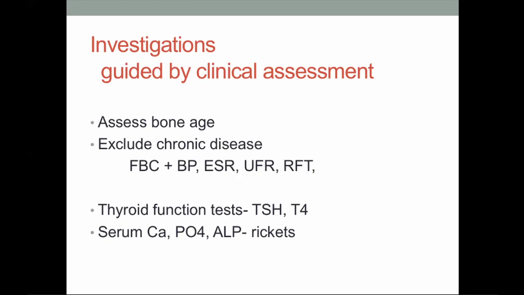Then thyroid functions could be useful, especially if they are a little bit short and having constipation, then you definitely need to do at least the TSH. And if you suspect rickets, you can always do your calcium, phosphate, alkaline phosphatase level. You have to do it together, right? And if the alkaline phosphatase is high and phosphate is low, then you can diagnose rickets and treat them.